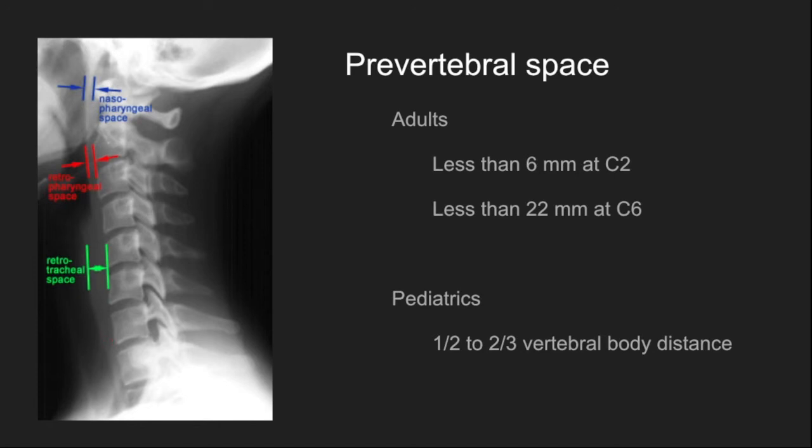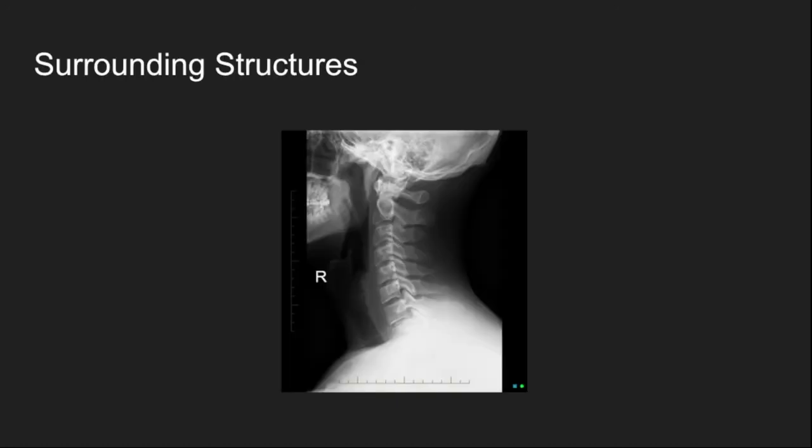Different cutoffs can be used for the normal range, but one mnemonic is the 6 and 2 rule. In adults, the space should be less than 6 millimeters at the level of C2 and less than 22 at the level of C6. In pediatric patients, the space should be 1/2 to 2/3 the width of the vertebral body. And of course, don't forget to look at the surrounding structures, including the base of the skull and the mandible.